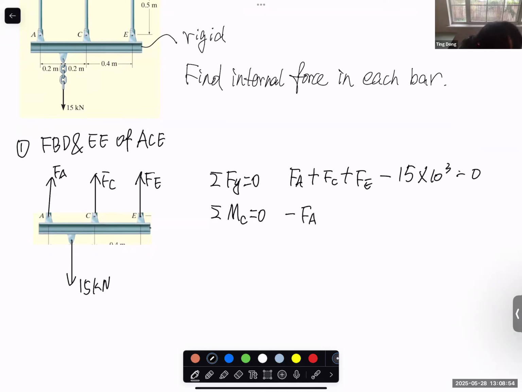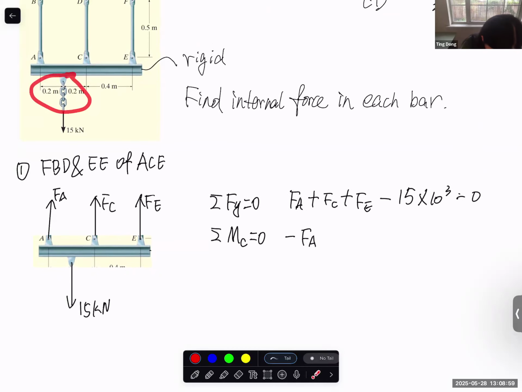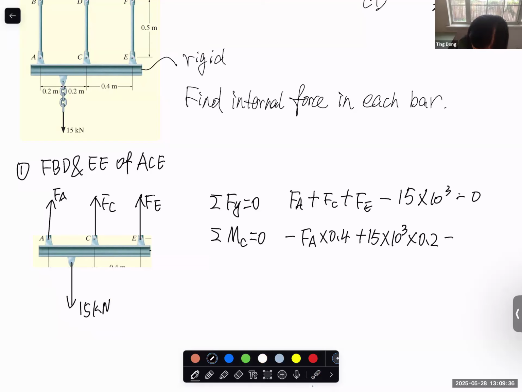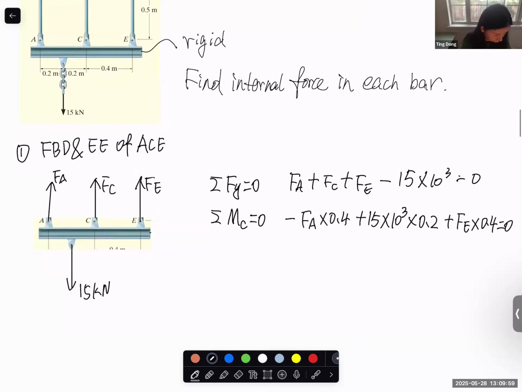FA, and the moment arm, I should put the dimension here. You can check the dimension here. The moment arm should be 0.4 meter if we are taking moment about C. And now we check this 15 kilonewton. It will generate a counterclockwise, so it's a positive moment, 15 kilonewton, and the moment arm, check the original picture, is 0.2 meter, times 0.2. And the last one is FE. This one will generate a counterclockwise, so positive moment about point C, moment arm, this dimension 0.4. It should be equal to 0.